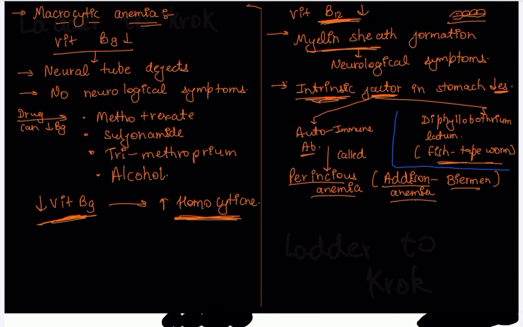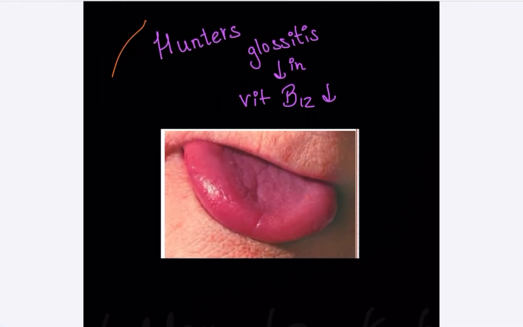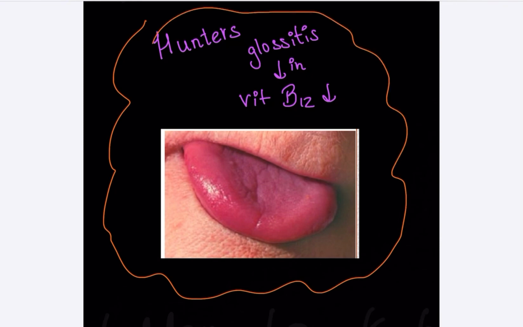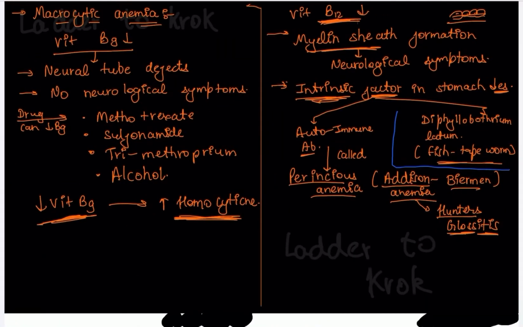And in this there is one very characteristic feature, that is Hunter's glossitis. Glossitis: gloss means tongue, itis means inflammation. In this, the tongue of a person will become like meat, pure red or pinkish. I will show you. It will become like this, Hunter's glossitis. You can see how the tongue looks. This is called Hunter glossitis, seen in vitamin B12 deficiency anemia, caused by this vitamin B12 deficiency or pernicious anemia.